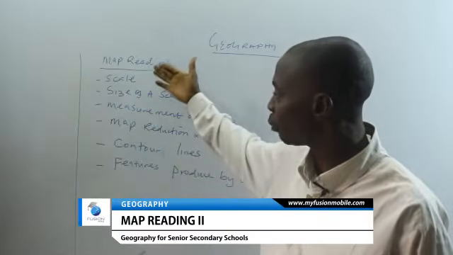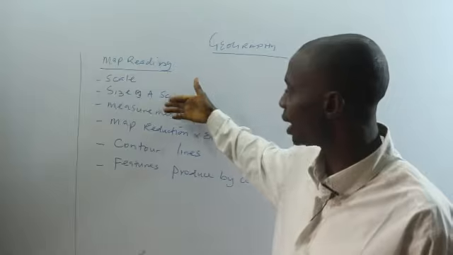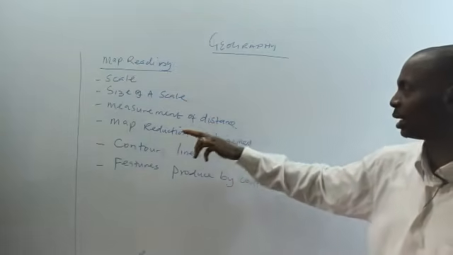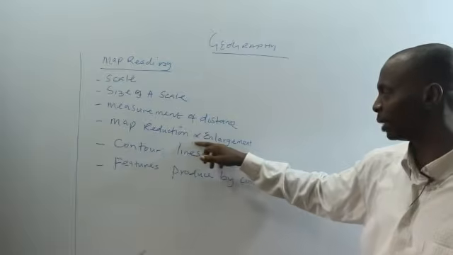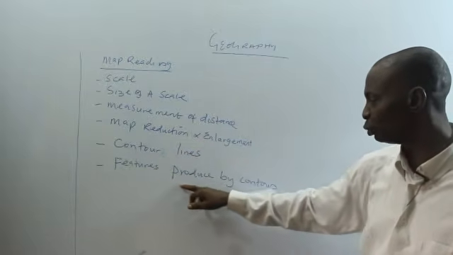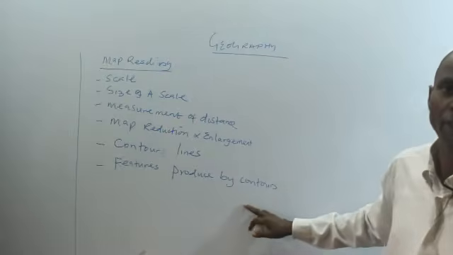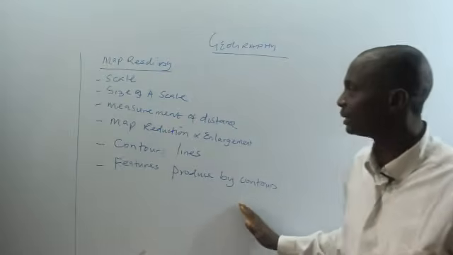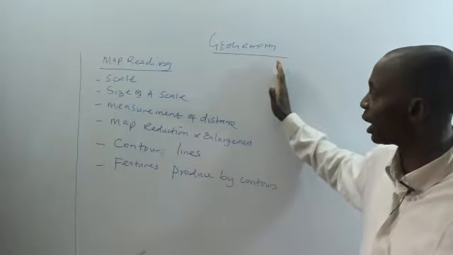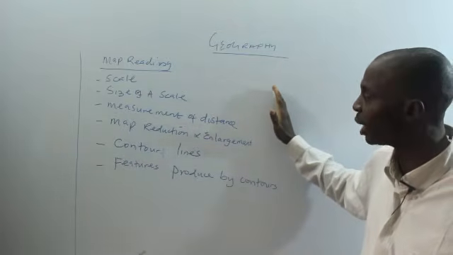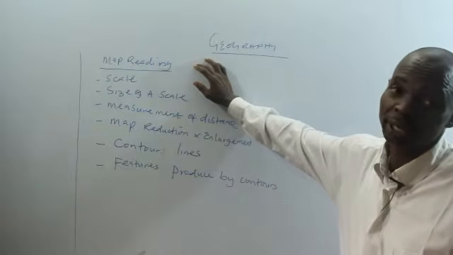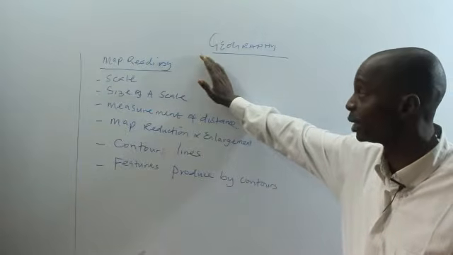Under map reading, we have scale, size of scale, measurement of distance, map reduction and map enlargement, contour lines, features produced by contours. Map reading is an integral part of geography. In fact, if you know everything about geography and you are deficient in this topic, that is map reading, it makes a mess of the whole thing.